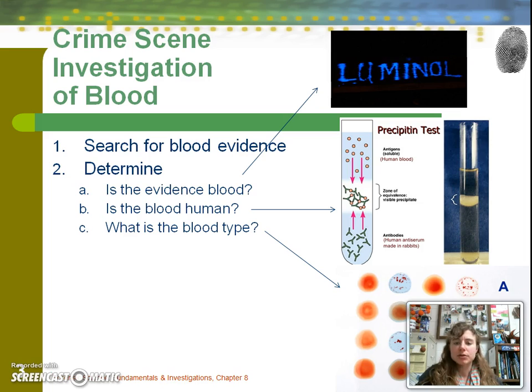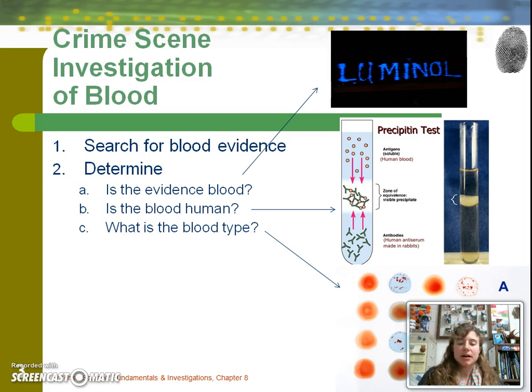Now, once you find the blood, one of the next questions is, is it human blood? And there's something called a precipitin test, which is good at assisting for this. So it's very interesting how this is made. The human antiserum is actually made in rabbits. So a human antigen is injected into a rabbit, and in response, the rabbit will make specific antibodies to meet up and go against those antigens.